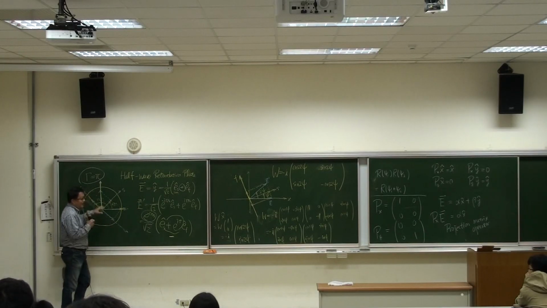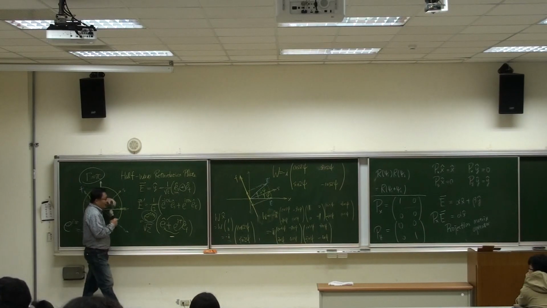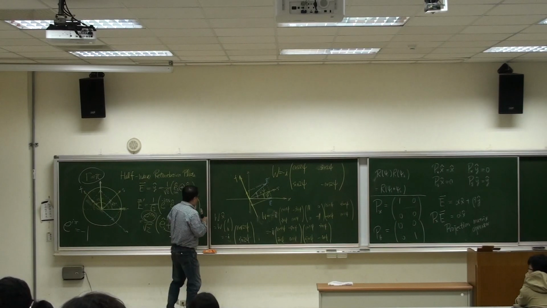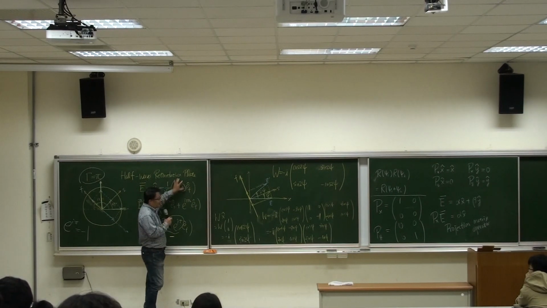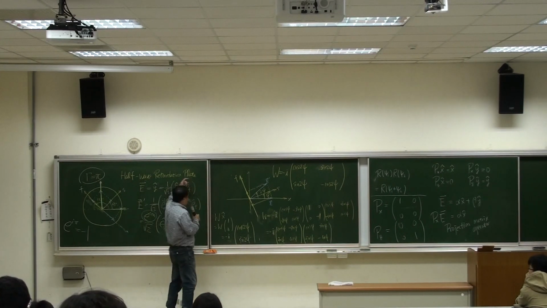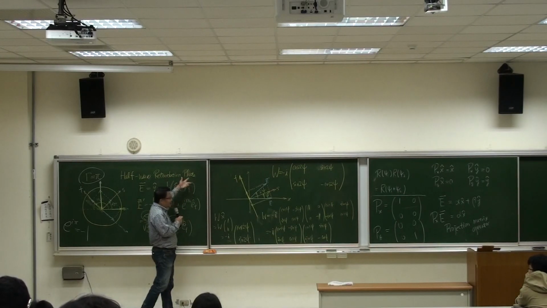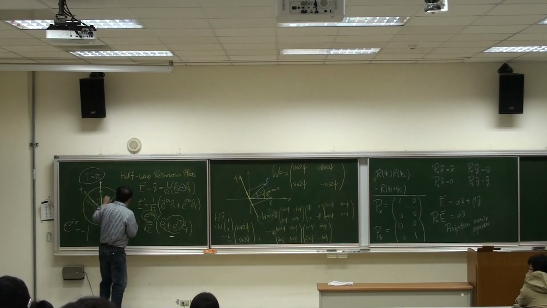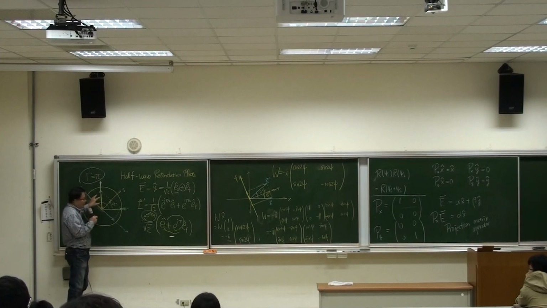Since now we know that for a half-wave plate we can think of it as keeping one component unaltered and changing the sign of the other component, if you send a circularly polarized light into this wave plate, then what happens?